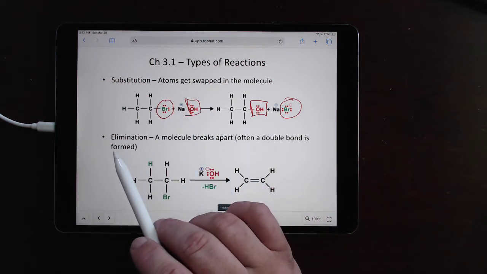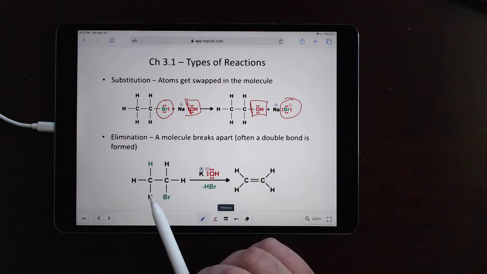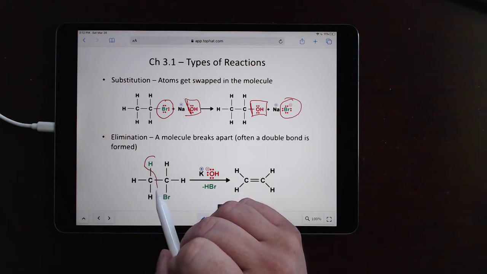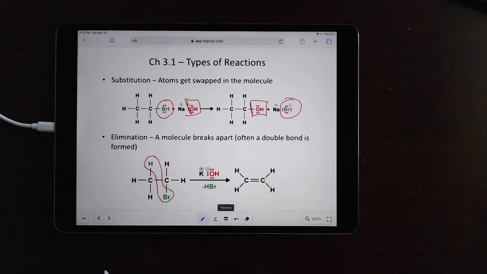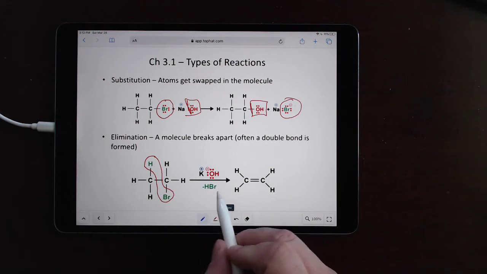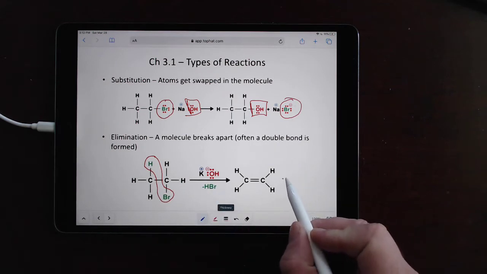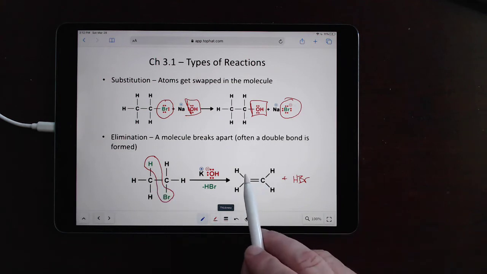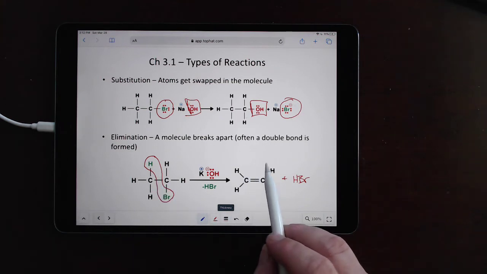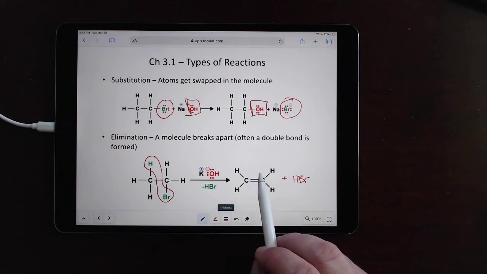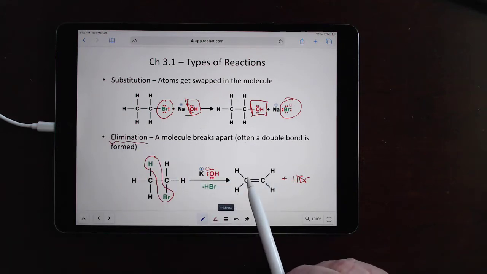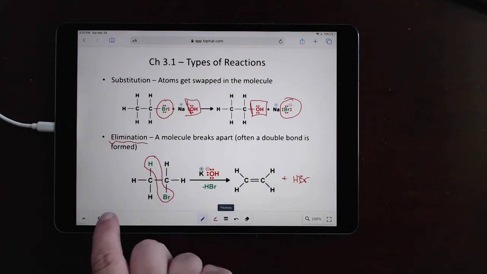The other type is going to be elimination, and this is where the molecule itself breaks apart. And so what ends up happening is you lose a molecule of HBr. So that's what the minus HBr means. So you could also write it like HBr, like that. And what's left behind is a carbon-carbon double bond. So we're going to be going over that, I think it's chapter 8, for elimination type reactions. And whenever you think about elimination, you should probably think about making a double bond.